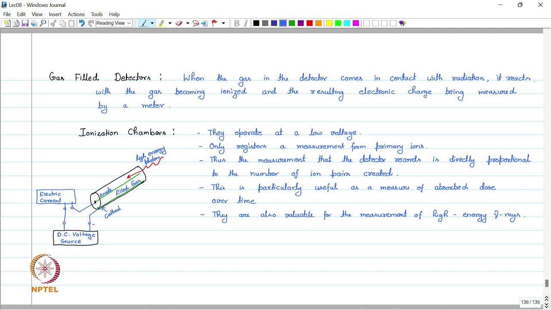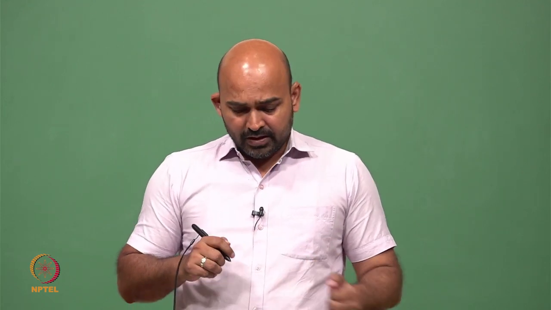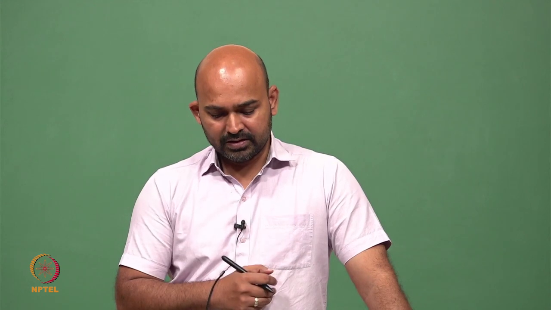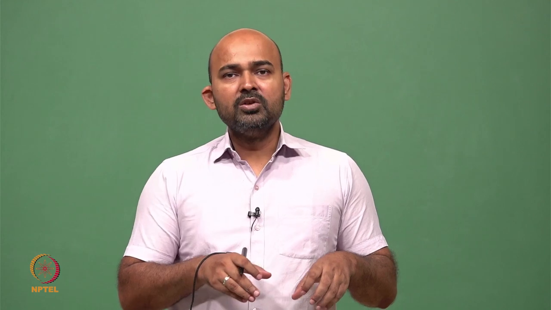So we have this ionization chamber where the measurement is done only from the primary ions. The number of photons received is converted into ion pairs, and that is what is measured. Because of this, we can say this measures the absolute number of photons received, and based on that, we get our output reading. This kind of measurement is useful over a longer time. For example, we want to measure how much radiation is received in, let's say, 1 hour. This kind of measurement can be done using an ionization chamber.